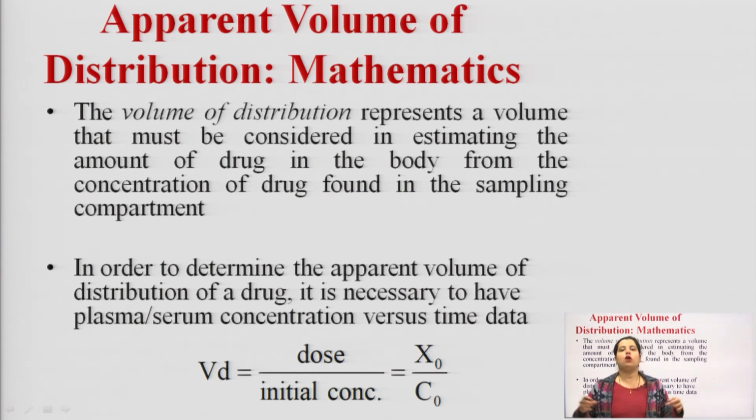So, it is going out or it is connected with other peripheral compartments as well. So, we have to calculate all these parameters, all these central compartments to get the exact concentration present in the body. In order to determine the apparent volume of distribution of a drug, it is necessary to have plasma serum concentration versus time data. So, Vd is equal to dose divided by initial concentration. So, it can be expressed as X0 by C0.